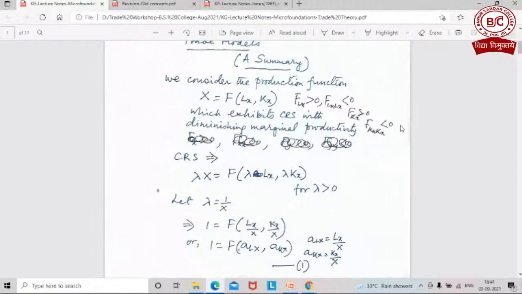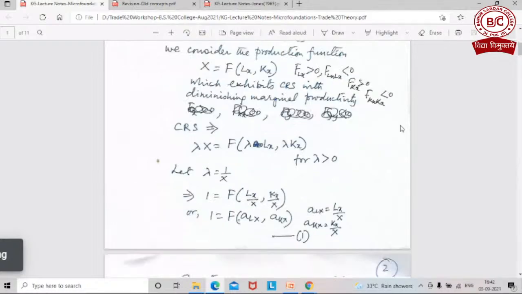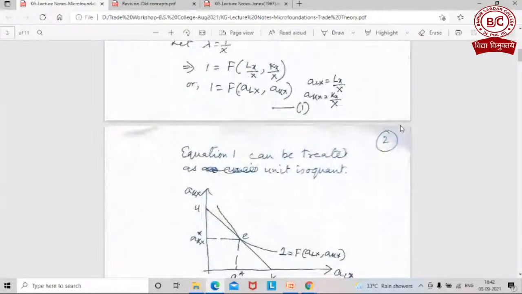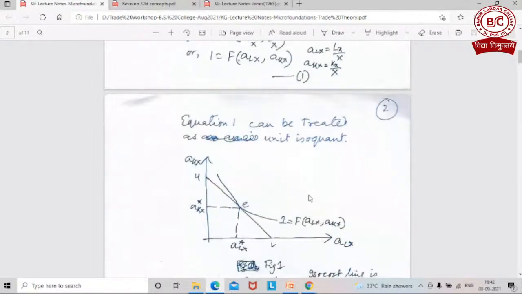It's a_Kx. Now, this a_Lx and a_Kx, if they are fixed, as we find in input-output theory, we call it a fixed coefficient production function, that is, the Leontief production function. But here, actually, a_Lx and a_Kx are variable. So it's a variable coefficient technology. It's not a fixed coefficient technology. This is something new to you. So L(x) is replaced by a_Lx, K(x) is replaced by a_Kx, and X is replaced by 1. So these are the unit labor and capital requirements. And the corresponding isoquant, 1 = F(a_Lx, a_Kx), is known as the unit isoquant, as mentioned here. It's known as the unit isoquant. You got it, everybody?